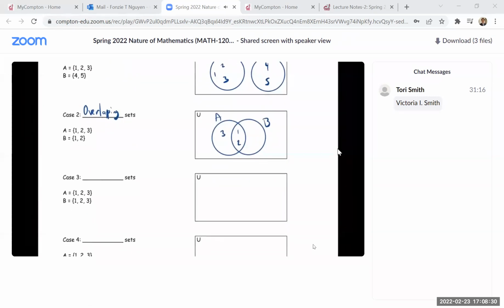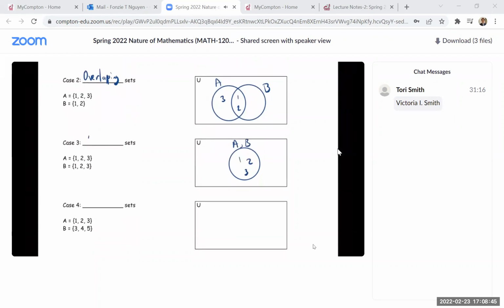And then the final set, notice that they're equal, right? So you could just draw one circle and call it A and B, with 1, 2, 3. I'll just call those equal sets.